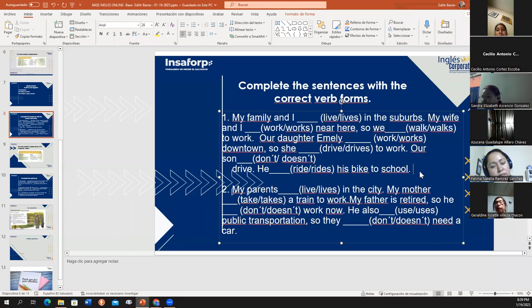Volunteers, another volunteer. Another volunteer for number two. Me. Okay. My parents live in the city. My mother takes a train to work. My father is retired, so he doesn't work now. He also uses public transportation, so they don't need a car. Okay, excellent. Very good.